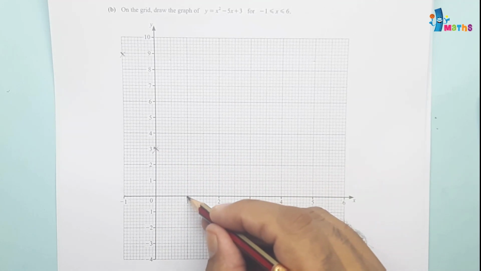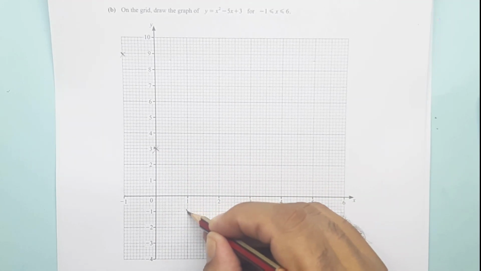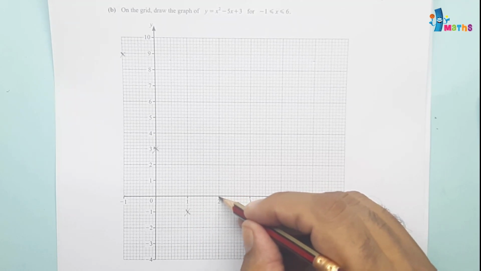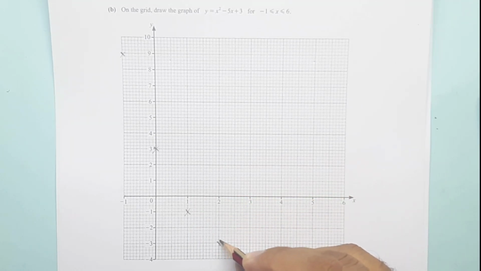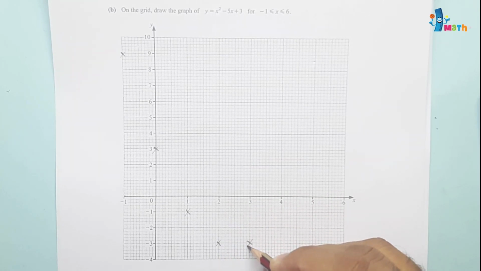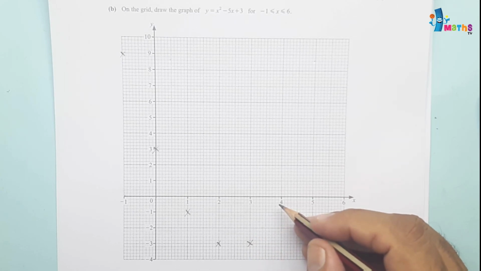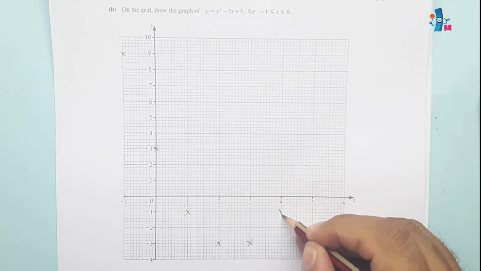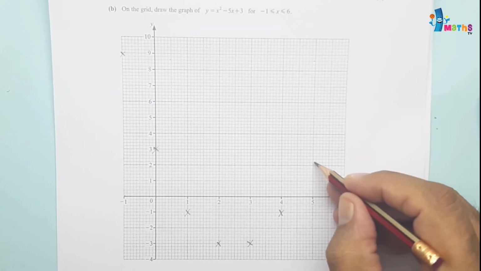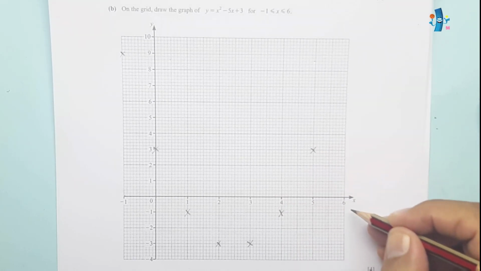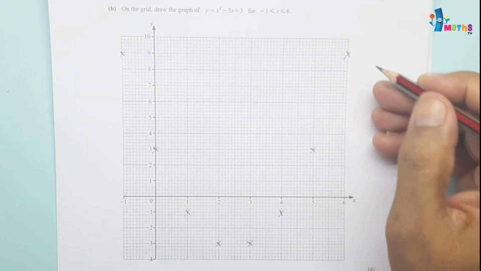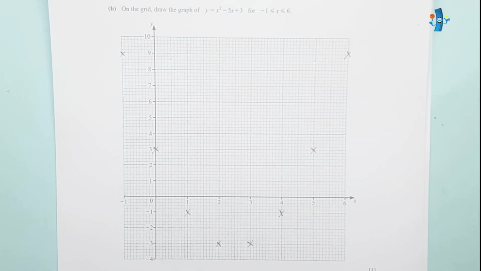Third point is 1 and -1. 1 and -1 will be this point. Next point is 2 and -3. 2 and -3 over here, and 3 is also -3. Then comes 4 and -1. 5 and 3 is over here, and 6 and 9 will be over here. So we got the points.